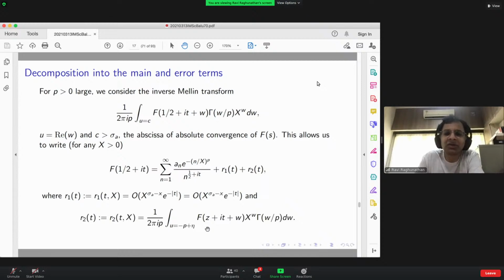So what is R2t? Again, I put z here. This should be half. Sorry, I worked with an arbitrary parameter first, and then I forgot to replace that by half. So this is half. So what is R2tx? It is really just this integral on a line in the left half plane minus p plus et. Okay, that's what it is.